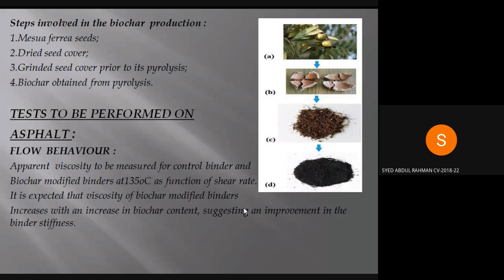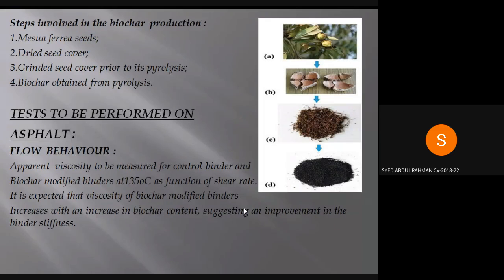Apparent viscosity is to be measured for the control binder and biochar modified binders at 135 degrees centigrade as a function of shear rate. It is expected that the viscosity of biochar modified binders increases with an increase in biochar content, suggesting an improvement in the binder stiffness. The other is superficial shear stress.